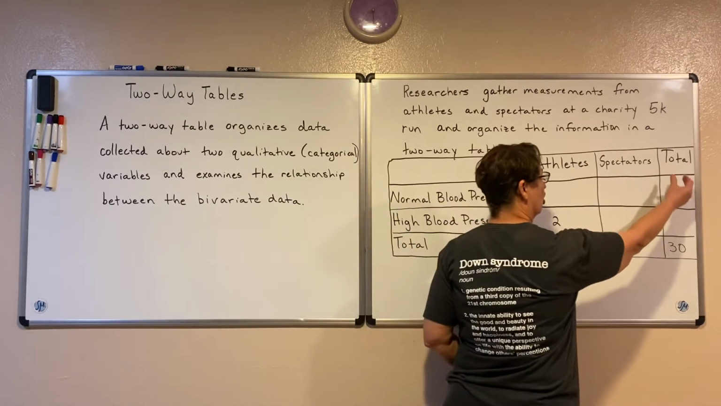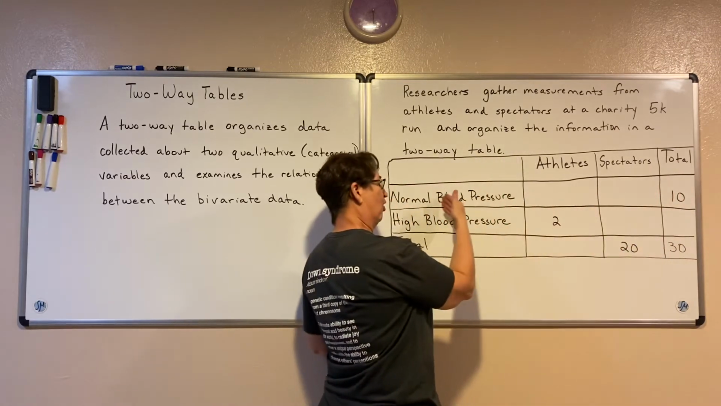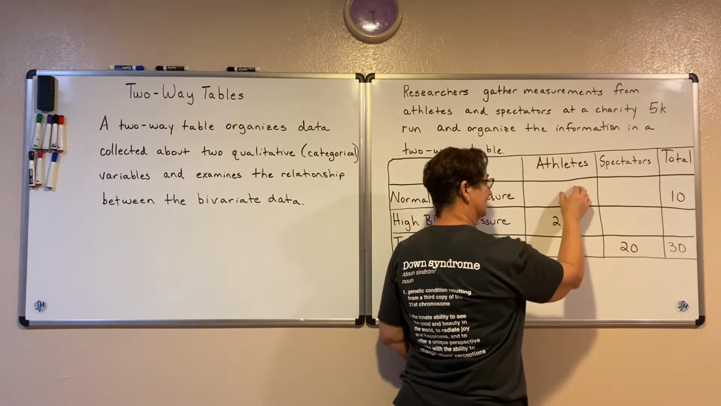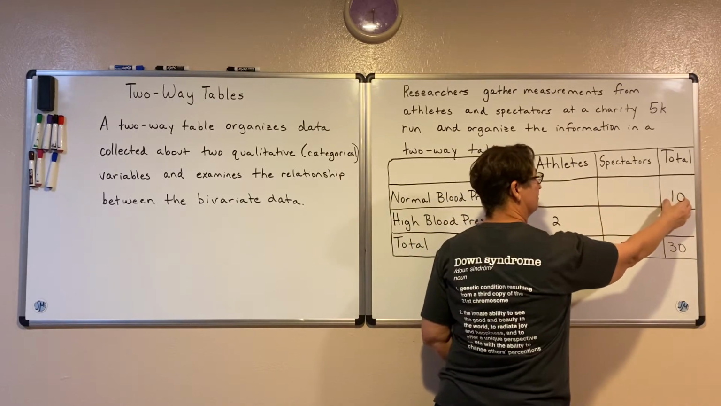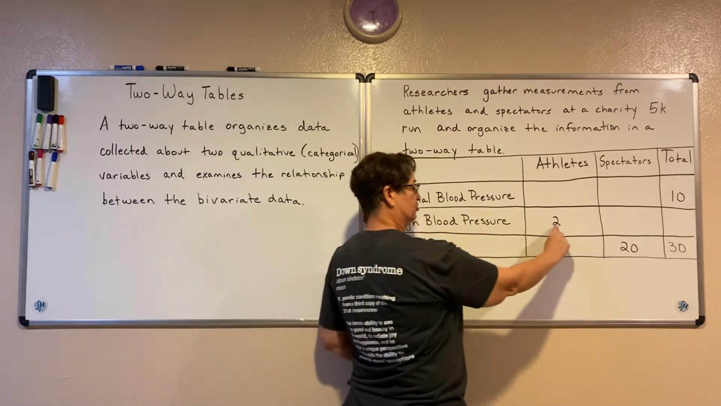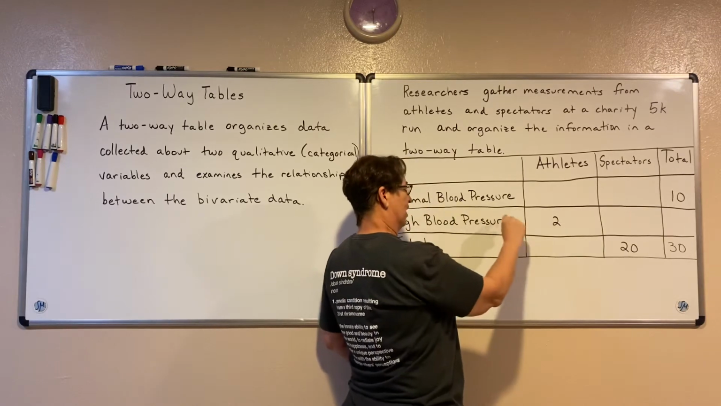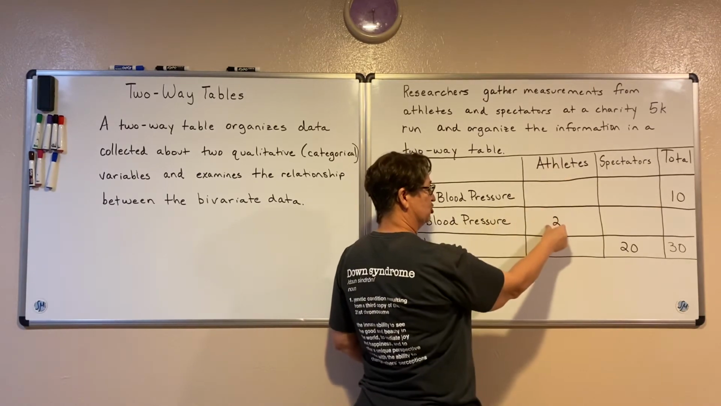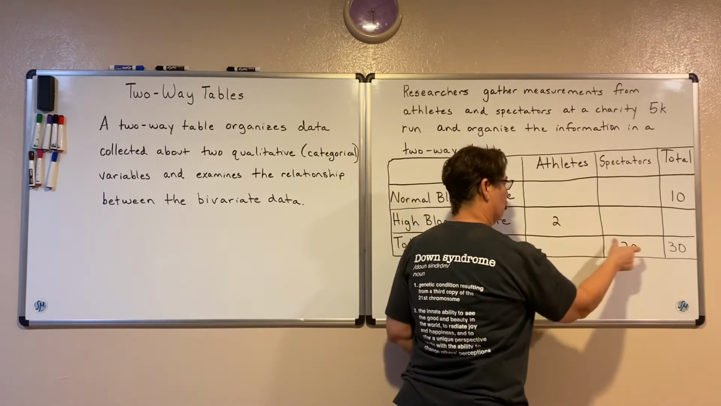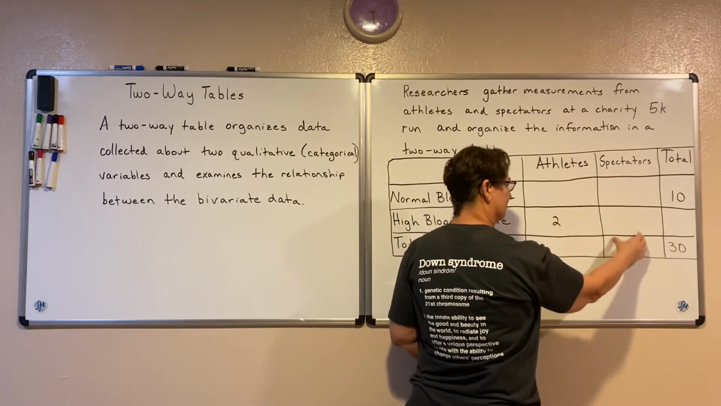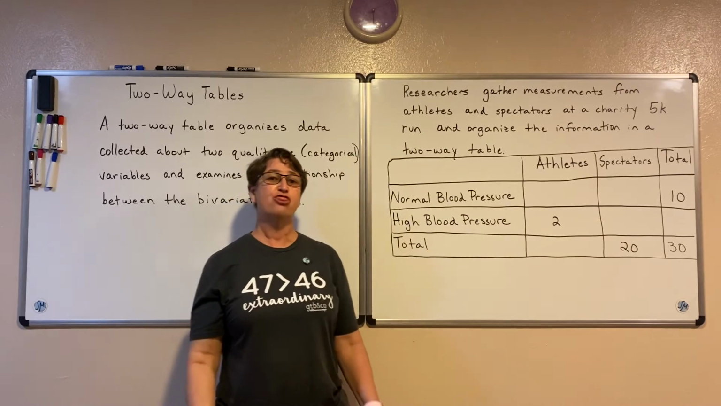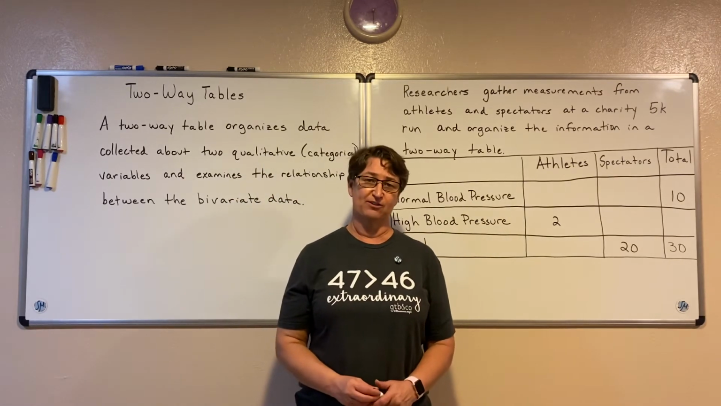And this is the total number of our blood pressure. So we had 10 people, athletes and spectators, who had normal blood pressure. This too is the high blood pressure and an athlete. So we had two athletes with high blood pressure. This bottom is the total number of athletes and spectators, the total number of people who attended our 5K. So we had 30 total people that attended the 5K.